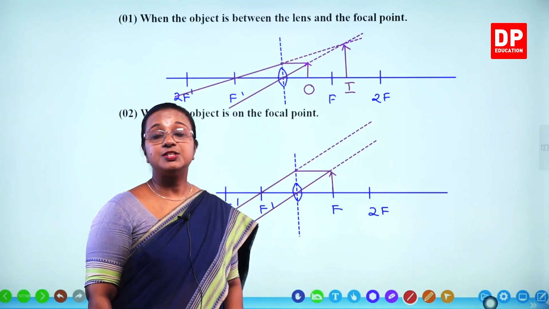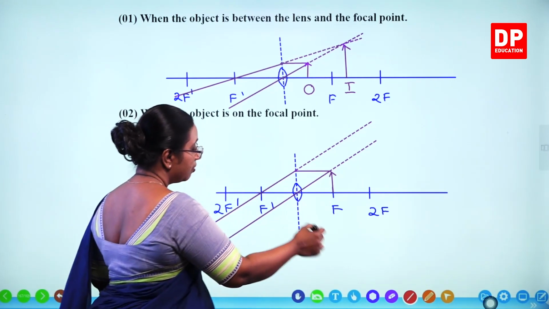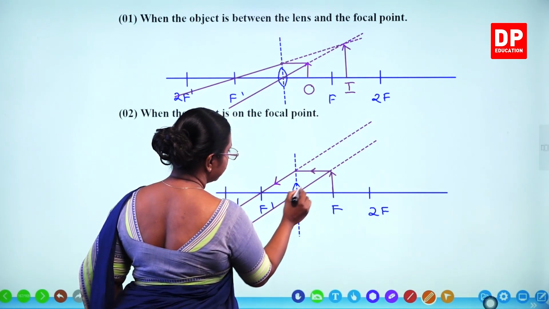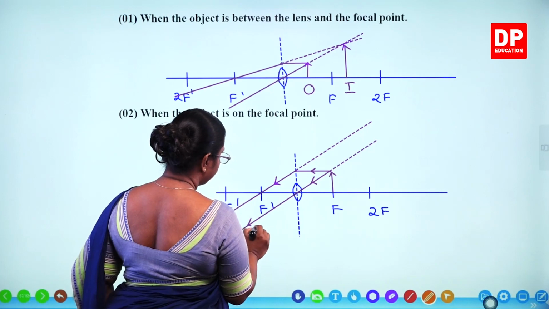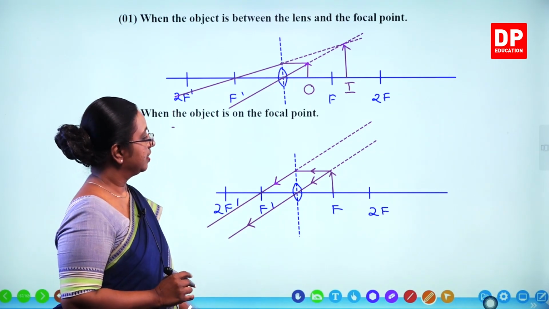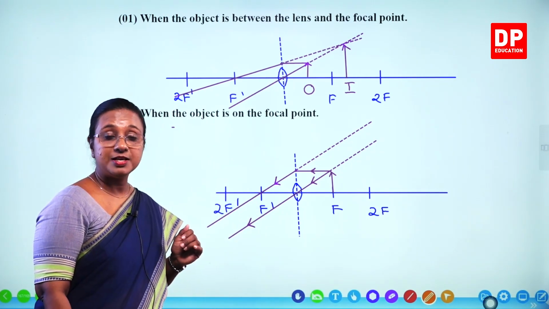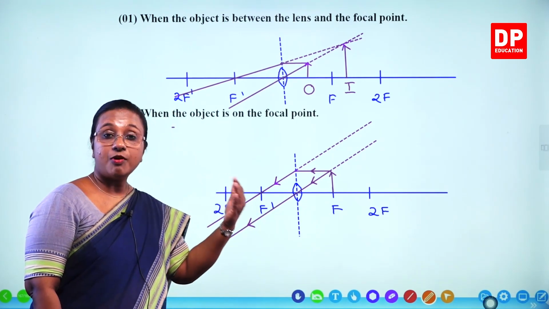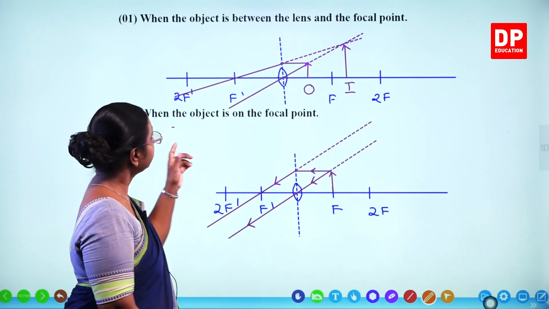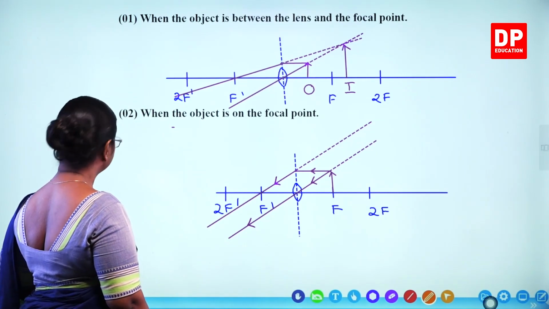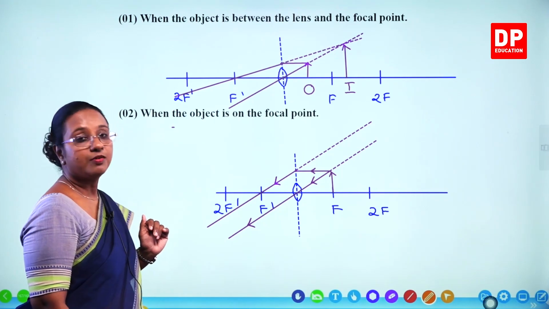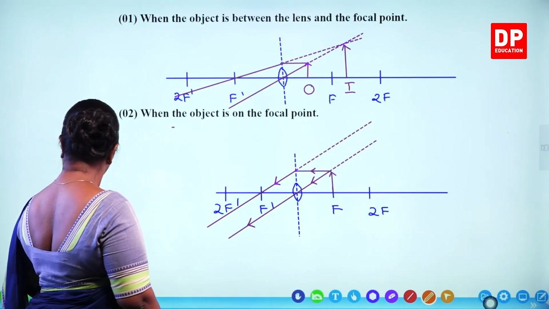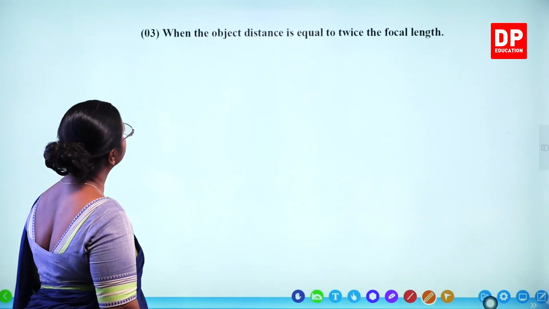So the image will form at infinity. Only thing is we have to show the direction of the light rays. The ray coming this way, it goes straight. So that is how the image of an object at the focal point will form. It will form at infinity. Then the next question. I am sure you have got all these diagrams correctly. So with that, I will move on to the next question.